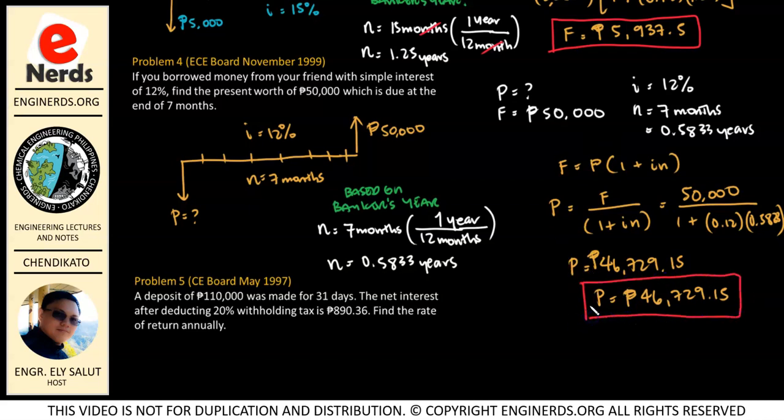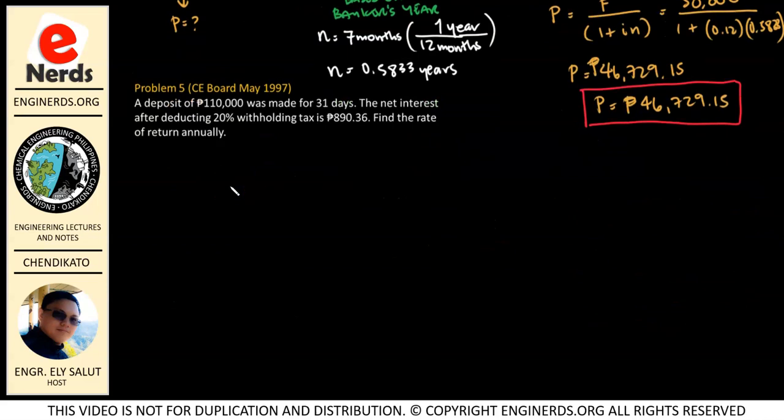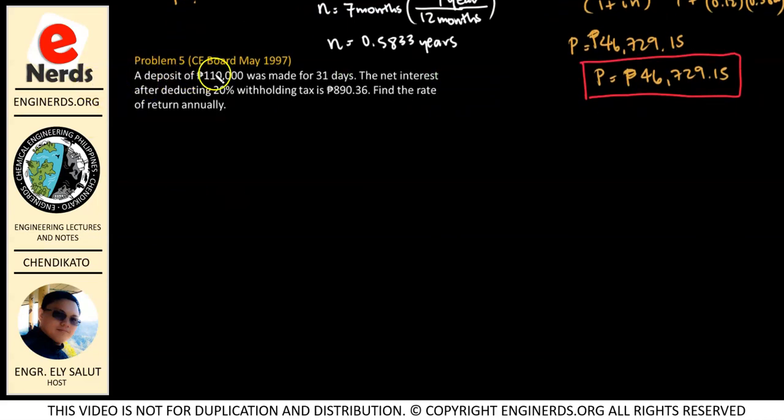Okay, so we'll now go to the third problem. Basahin natin yung problem. A deposit of 110,000 pesos was made for 31 days. The net interest after deducting 20% withholding tax is 890.36. Find the rate of return annually.